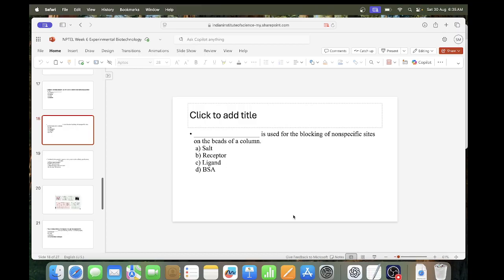We use probes for specific binding. Sorry, what do you use? Probes. What is a probe? Where we want something specific to bind to a specific protein. Yeah, so now let's say we want to block non-specific sites. What do you think can be used?